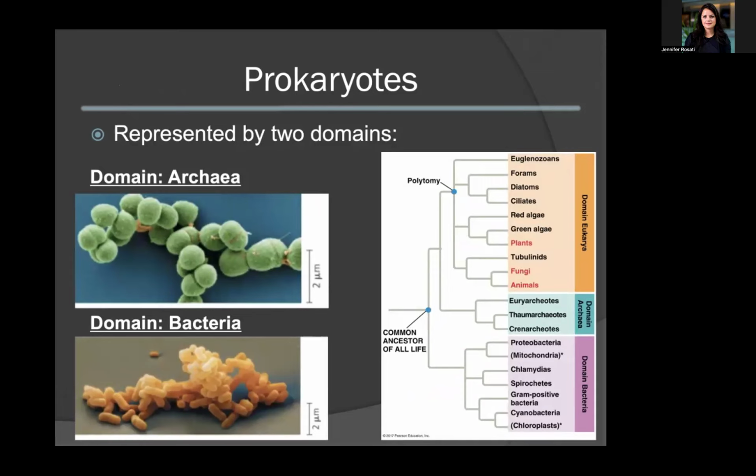Prokaryotes are currently represented by two domains, the domain Archaea as well as the domain Bacteria. Please take a look at the diagram to the right, where it gives you an overview of the diversity of those particular domains, as well as an introduction to the domain Eukarya as well.